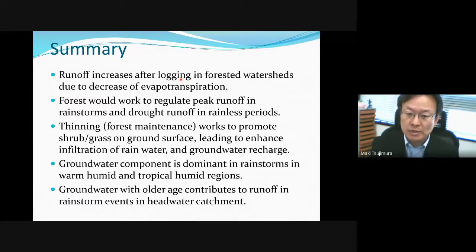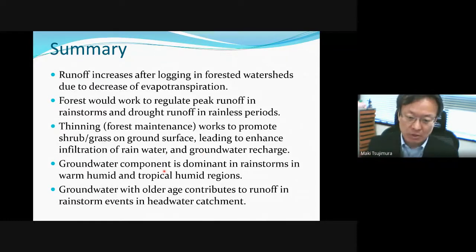Okay, the forest works, but the forest doesn't always work, especially without maintenance. Through forest maintenance, the logging works to promote shrub and grass on the ground surface, leading to enhanced infiltration of rainwater and groundwater recharge in the final stage. So thinning or logging maintenance is very important for the forest to work from the viewpoint of the hydrological cycle and rainfall-runoff processes.